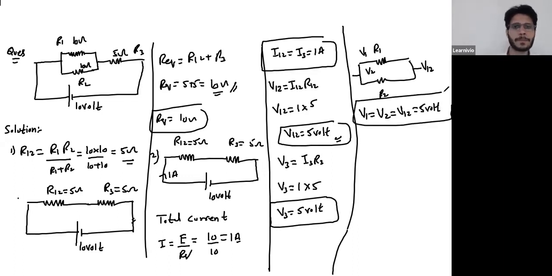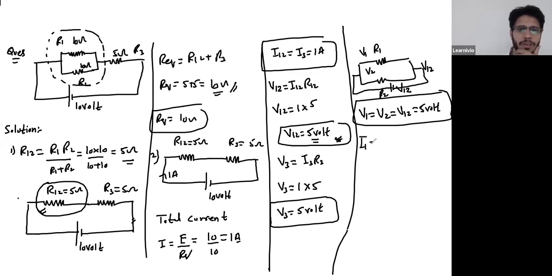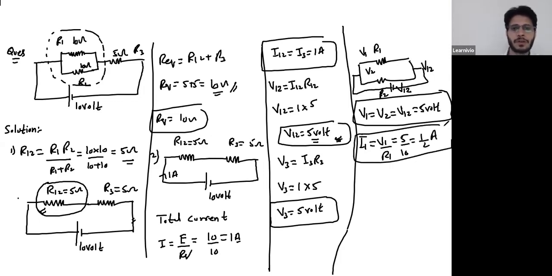Is it clear? So Fatma, how would you calculate I1 now? If you have V1, how would you calculate I1? V by R1. So what is V1 and what is R1? 5 by 10. So it's half amp. And what about I2? Same, 5 by 10.